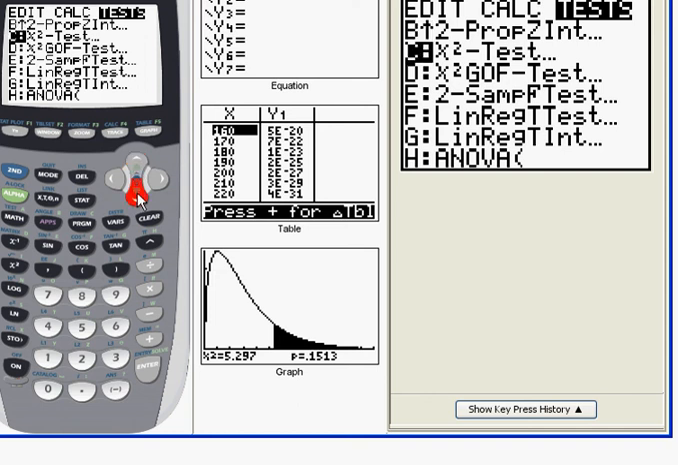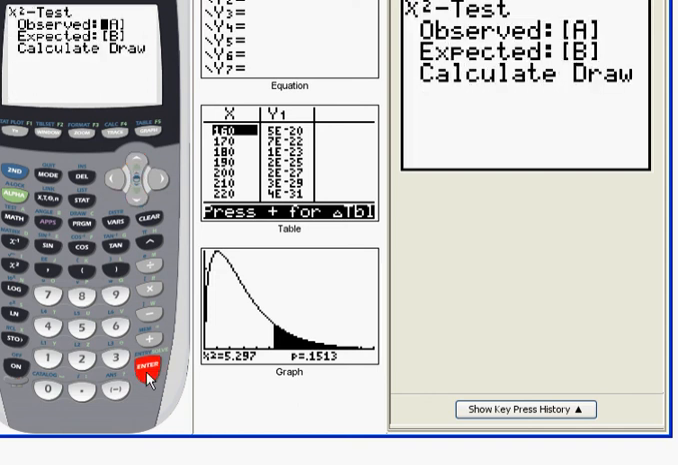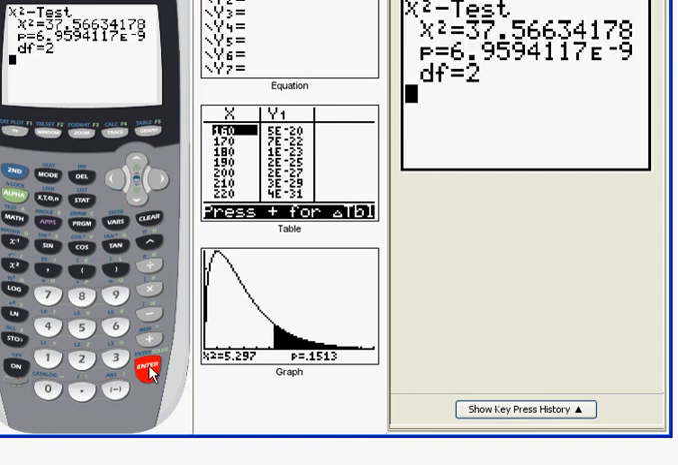All right, hold on a second. And there it is. Now, you'll notice this is observed. Well, matrix A has our observed. And you might be worried, like, wait a minute, I didn't put the expected in matrix B. I've got to go do all that, column total times row total over table total, to get the answer. And actually, you don't. It'll calculate it for you. So you just go to calculate and hit enter. And there you go. And notice, there's that chi-square test statistic that we're familiar with, 37.566. And that p-value has an e to the negative 9. So that means there's a decimal point with 8 zeros before we get to 6959, with degrees of freedom of 2. So it's everything we expected.